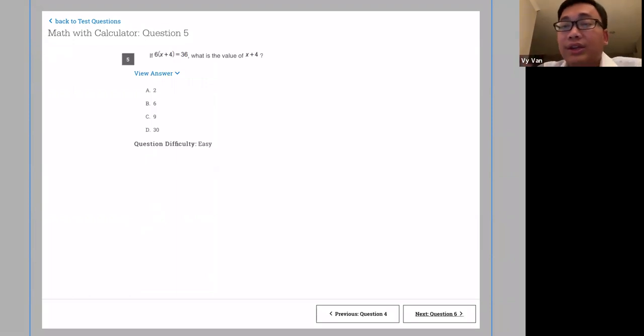Okay, this is a linear equation, straight up solving. They ask for x + 4. You have 6 times (x + 4) equal to 36. So if you divide by 6 on both sides, you get 6. It's very easy. So let's move on.